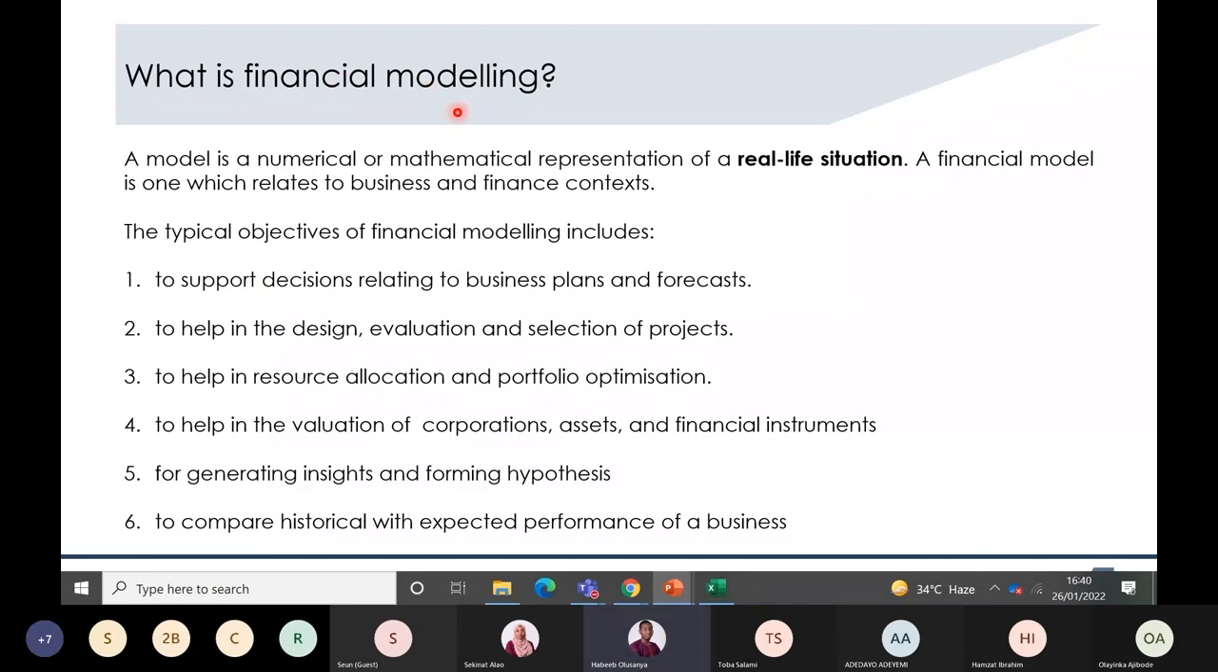So the first question, and the most important question that will be on everyone's mind here, is what is even financial modeling? What is it about? To answer this question, I think we need to start small, and start from modeling in itself. What is a model? A model is a numerical or mathematical representation of a real life situation. So models are used in all aspects of life. You have mathematical models, you have building models, you have machine models, and you have financial models, right?